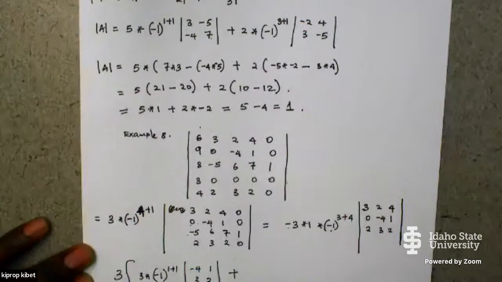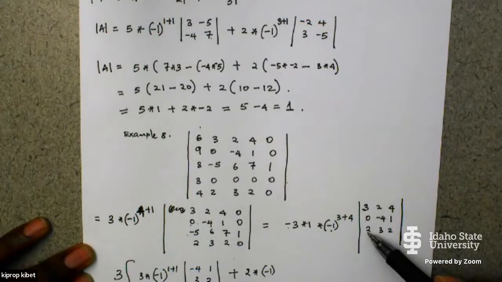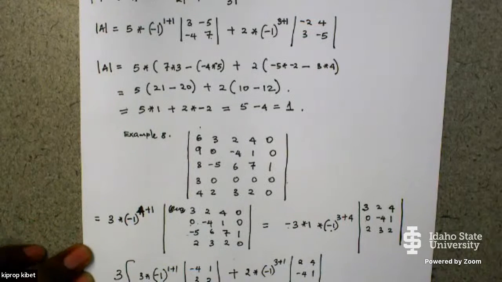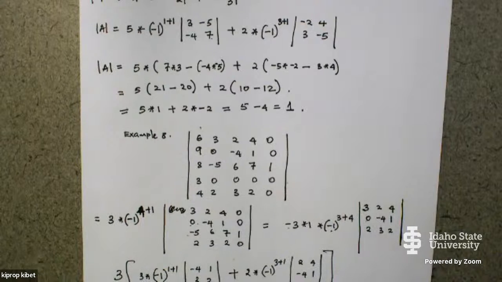And then plus this one now, 2 multiplied by -1. We are deleting the third row and the first column. So it will be 3 plus 1 there. Determinant of 2, 4, and then -4 and 1. So up to there is now easy. Where did the 2 come from? So 2 is this. So we are using this row here. Okay. So now we are using this column here.